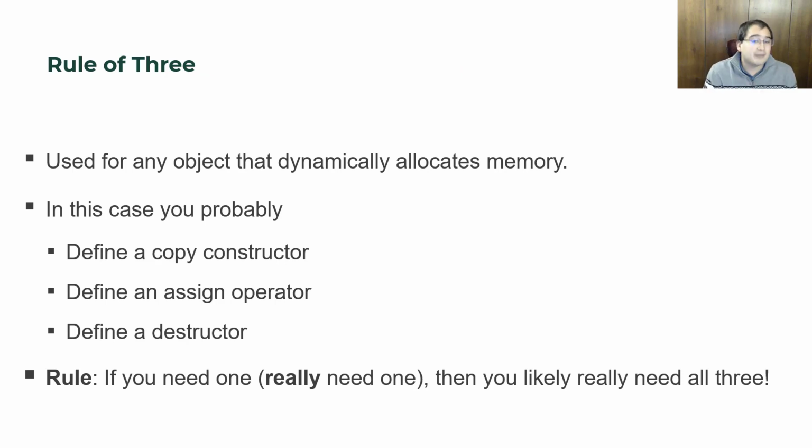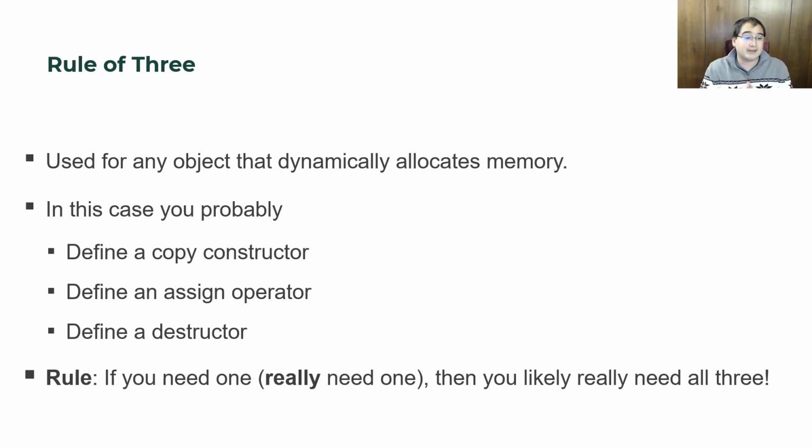And the rule of three is the idea that if you need to have custom behavior that applies for your destructor, like you want to have something special that happens when an object is destroyed, you probably need to also have special behavior that happens when you make a copy of an object. Because if something special needs to happen when something's destroyed, something special might also need to happen when you make a copy of an object, or when you assign to an object.